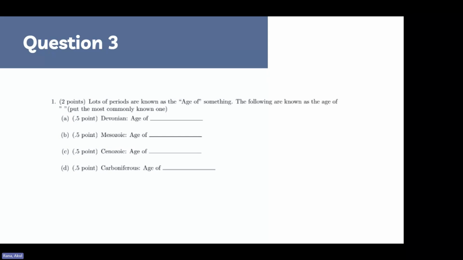Cenozoic, which is what we're currently in, is the age of the mammal. Following the dinosaurs, the mammals were the dominant life form, so it's the age of the mammal. And then Carboniferous is when amphibians were really getting their strides and were one of the most diversified at that time. So Carboniferous is the age of the amphibian.